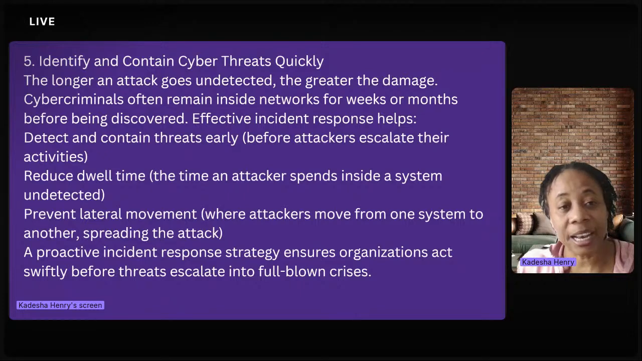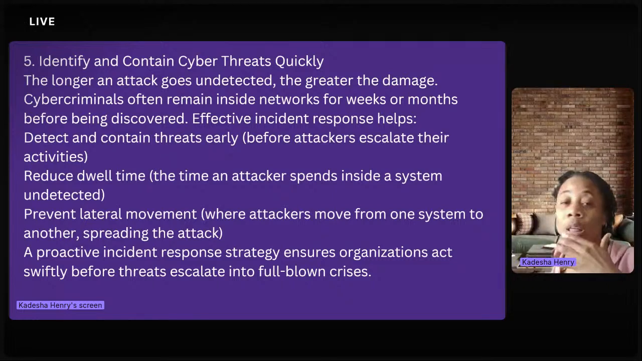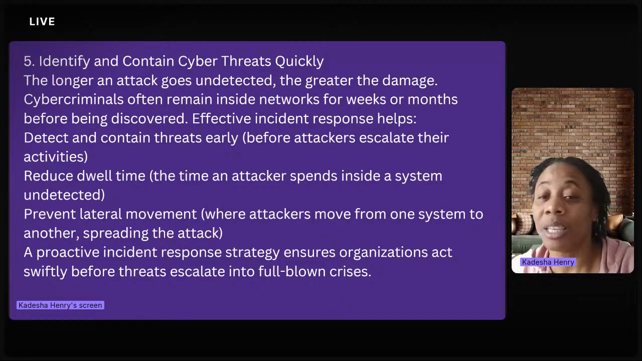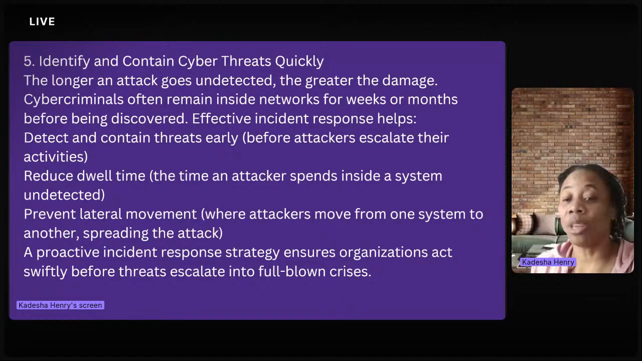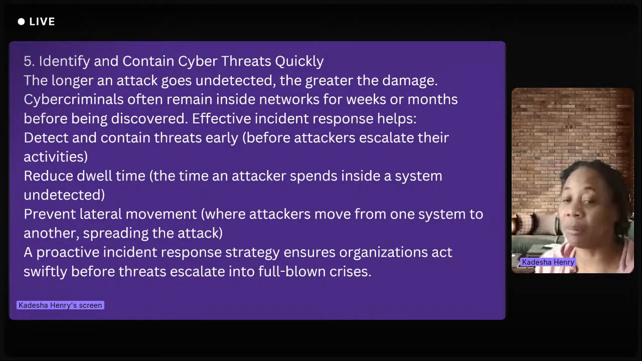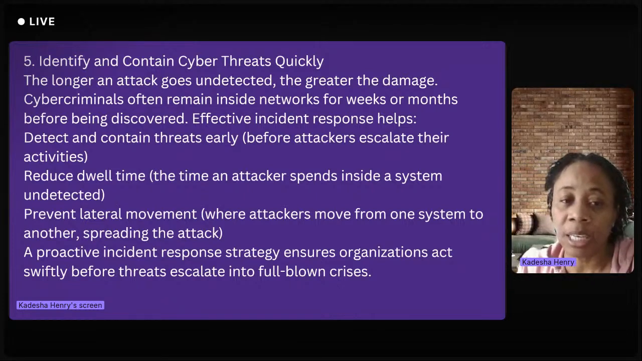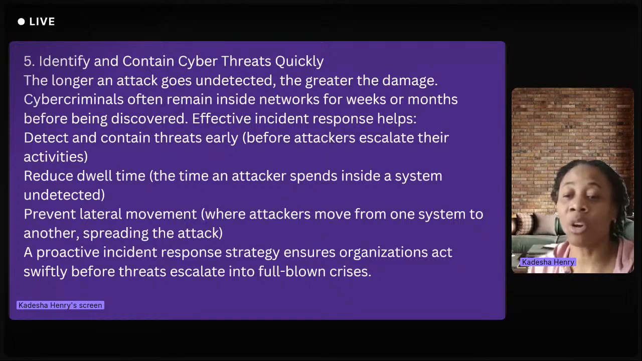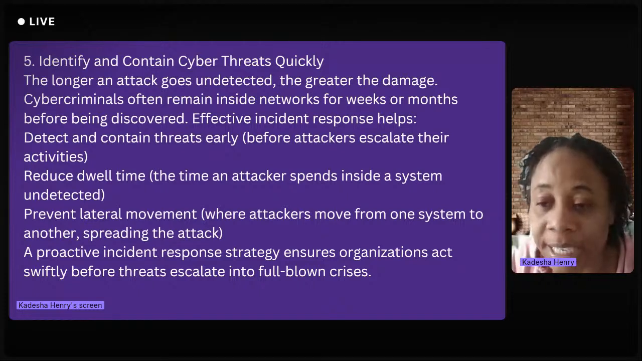Right? So if there is any form of attack, those attackers who are called undetected attackers, they are on the system, but you probably take months to detect that they're on the system. It helps to reduce their dwell time, the time that they're inside the system undetected, right? It helps you because it prevents lateral movement, so they don't move from one system to another, infecting the system or spreading their attacks.